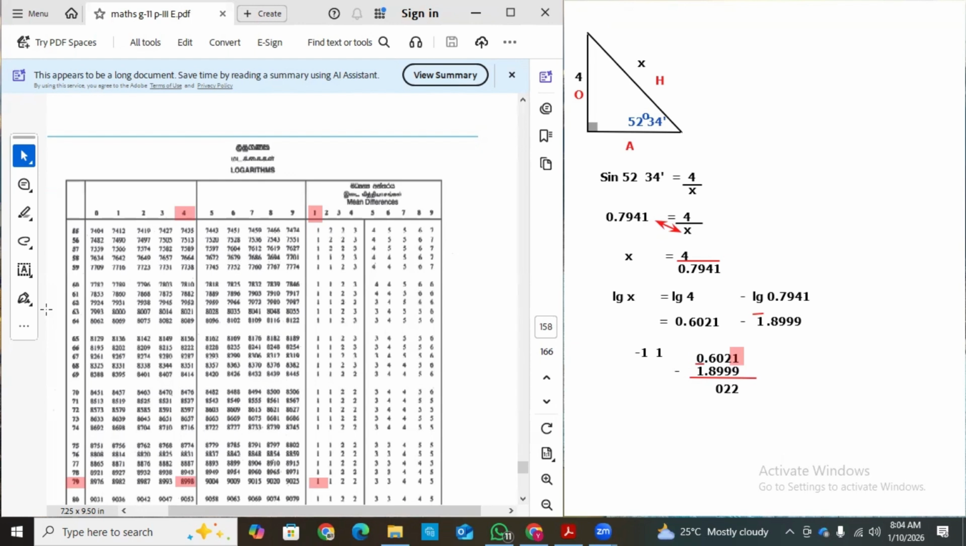So 6 is there. And already we have given 1. So it's 5. So 5, we can't subtract that by 8. So we should borrow 1. So it's 15 minus 8. The answer is 7. And now 0, it's pointless of using that. 1 also pointless. So minus into minus, there is plus 1. You all can see here. Minus into minus, there is plus 1. Plus 1 minus 1 is 0. And now we'll try to find out the antilog.